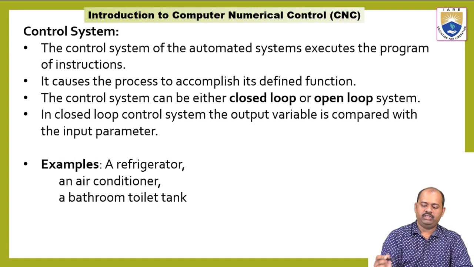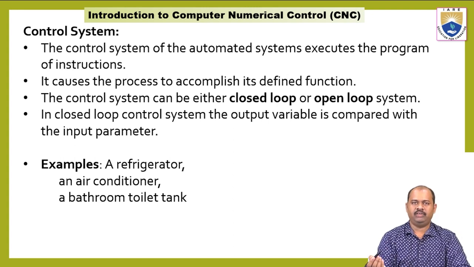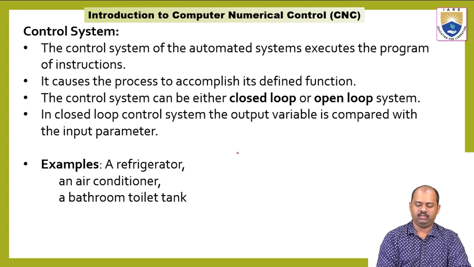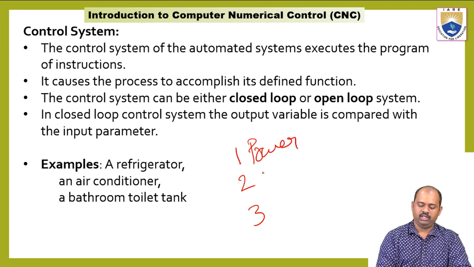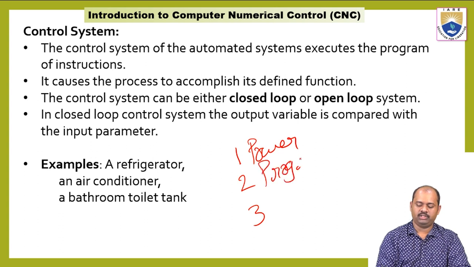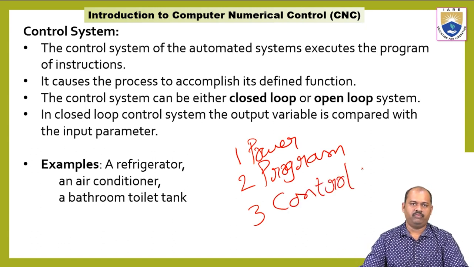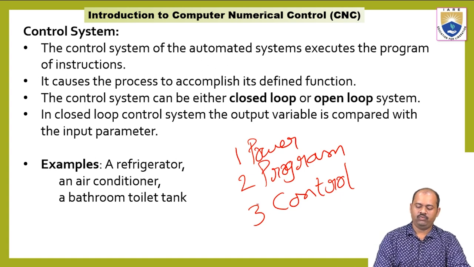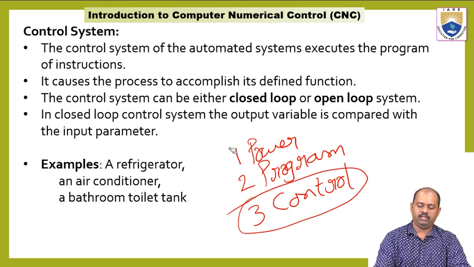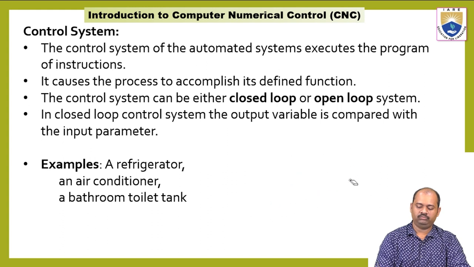So we are studying the different components of computer numerical control. First one is power. We need power for operating the machines. Second, we need a program to control the process. And then third is the control system, which controls the entire manufacturing system. Okay. Now we are discussing the control system. We'll see what a control system is and what it does.